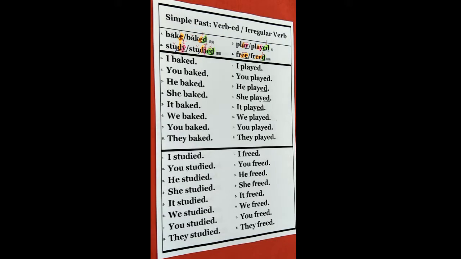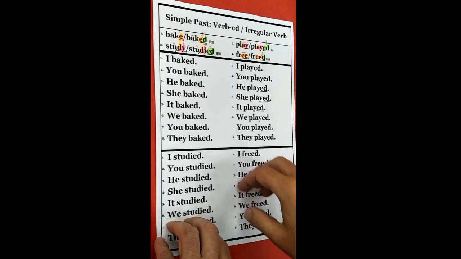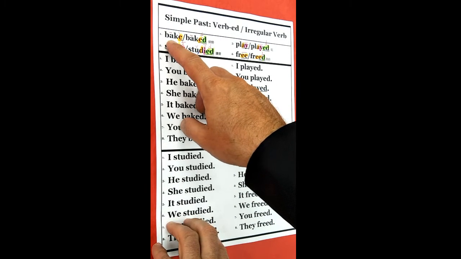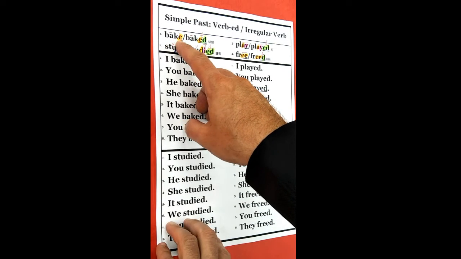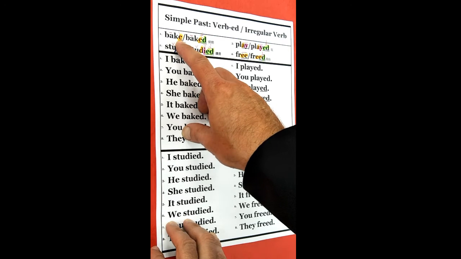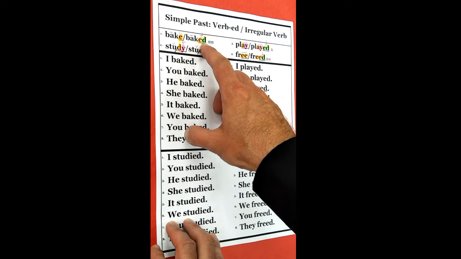Okay, now let's talk about the spelling rules when we add ed. Number one, very important. Here we have long A, consonant, silent E. If you have a silent E at the end of the verb, we just add D.